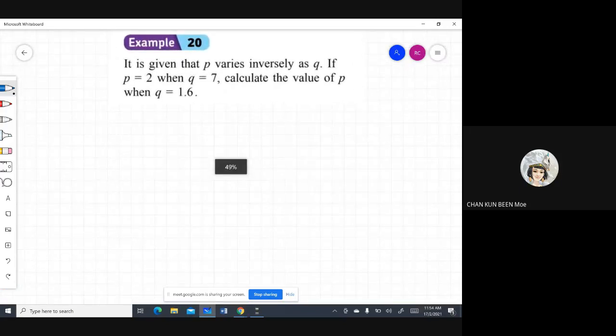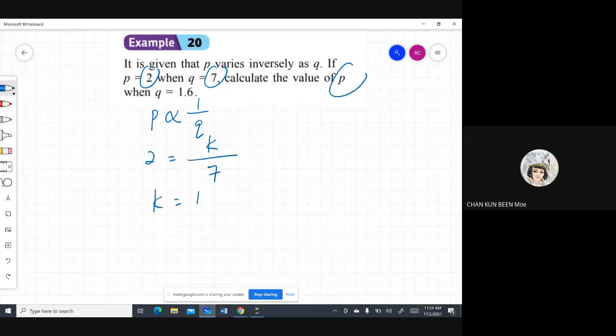Okay, it is given that P varies inversely as Q. So write down the relation. P varies inversely as Q. If P equal to 2, Q equal to 7, so P is 2, this is K, Q is equal to 7, calculate the value of P. So K is equal to 2 times 7, which is 14.